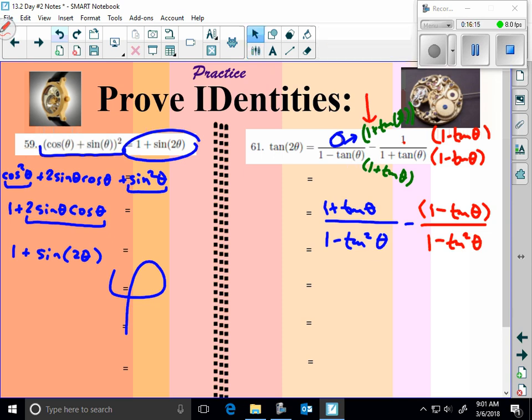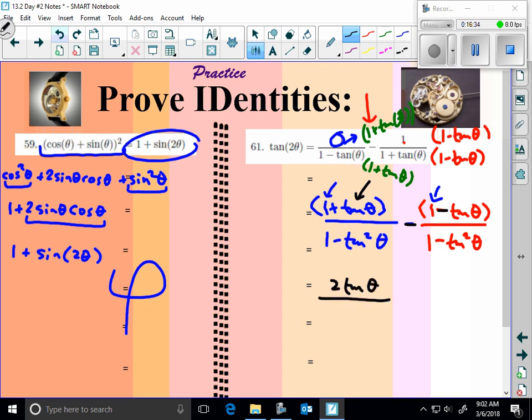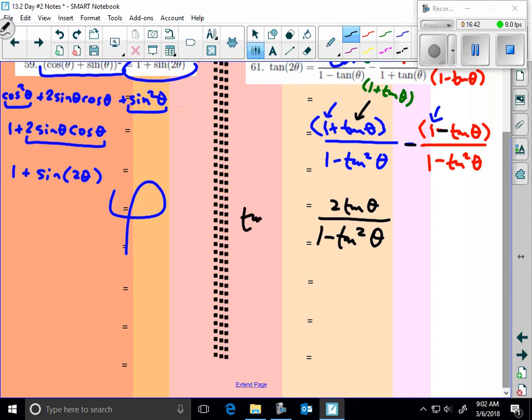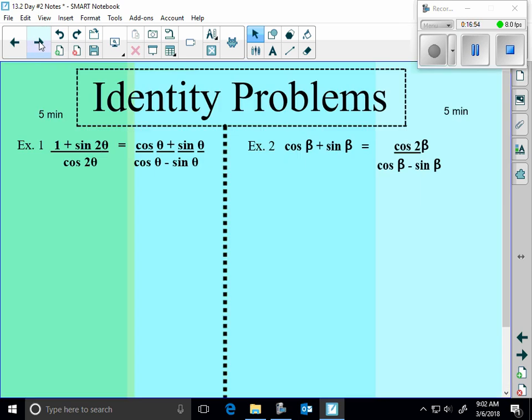Okay, now let's combine the numerators. So 1 minus 1 is nothing. Good, it's gone. Tan theta minus negative tan theta is going to be 2 tan theta. Okay, and in the denominator, I've got 1 minus tan squared theta. And guess what? You're done. That's our identity. Tan 2 theta equals 2 tan theta over 1 minus tan squared theta. So you're done. Let's see if there's anything else to do. Otherwise, we'll call it a day.